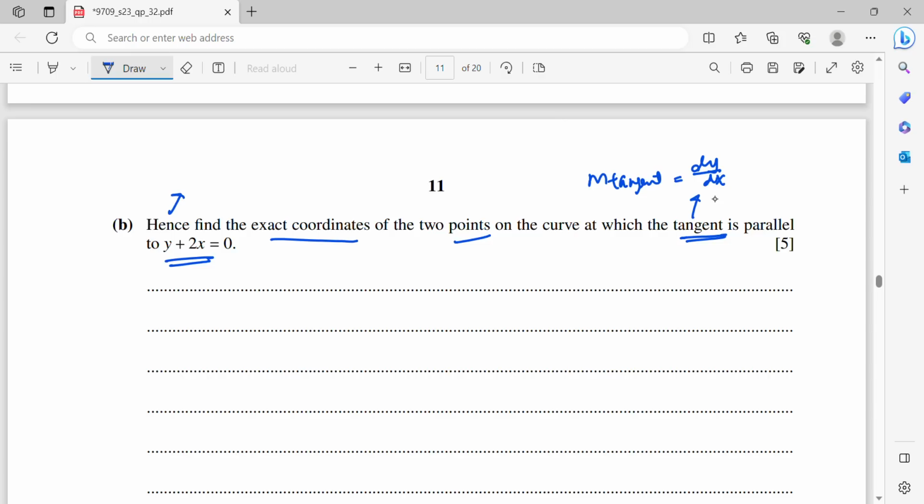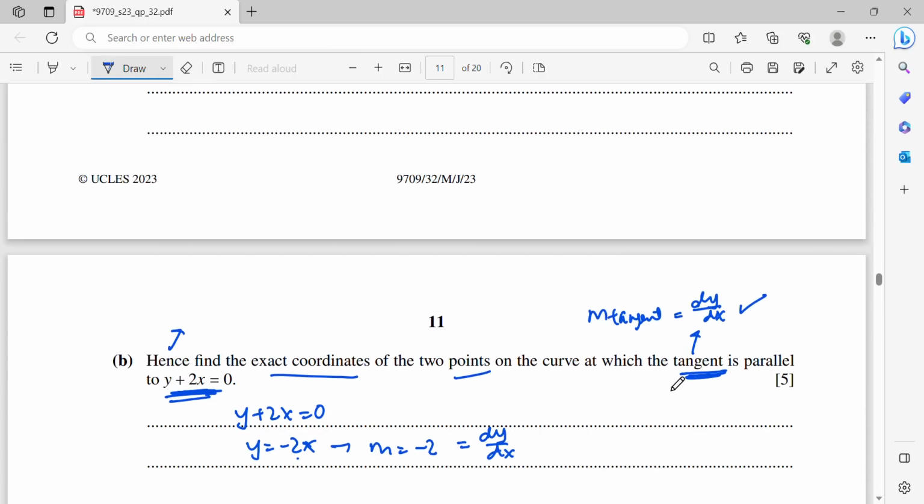So therefore, the tangent is parallel to y plus 2x equals to 0. Then from this y plus 2x equals to 0, I can find the straight line. I can rearrange to get y equals to mx plus c, and hence I can get the m. Therefore, I can get the m for the tangent as well. So y plus 2x equals to 0. That means y equals to negative 2x. So the m is negative 2. That means this m, negative 2, is also the same as dy dx. That's why, hence means use the dy dx from the previous step.